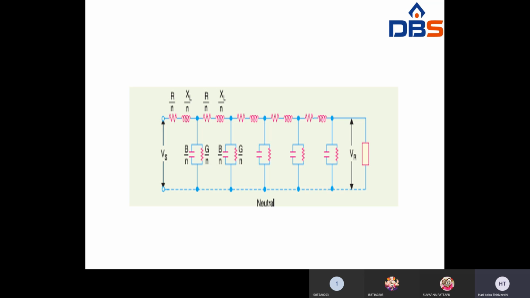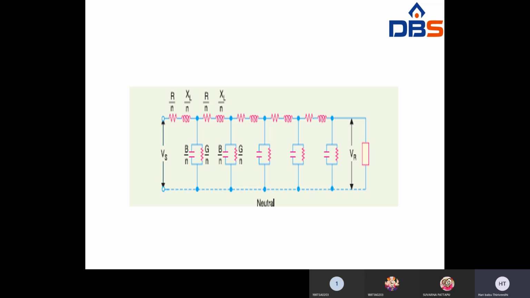The whole line length is divided into n number of sections. Suppose the whole complete length is divided into n number of sections. That's why the first section has resistance R by n, reactance XL by n. Second section R by n, XL by n. Why? Because total resistance is R, total reactance is XL. Now we have to divide it into n parts. That's why R by n, XL by n. Whereas in the T network in the medium transmission line, it may be divided into two halves. That's why R by 2, XL by 2, R by 2, XL by 2.